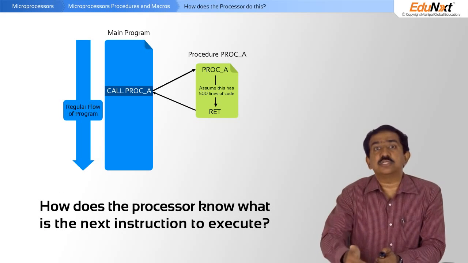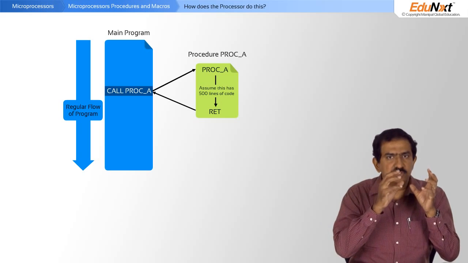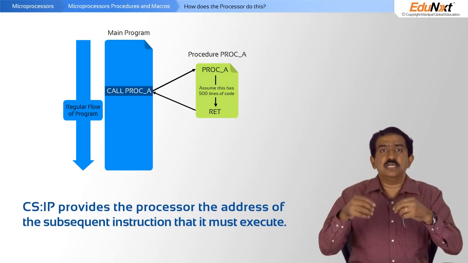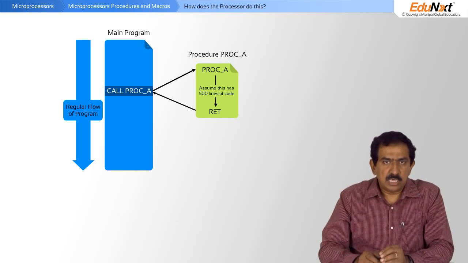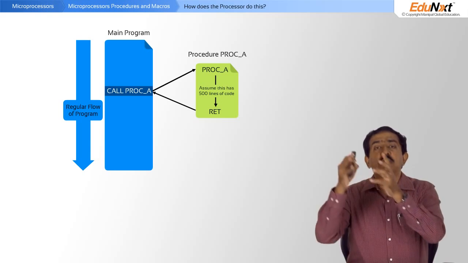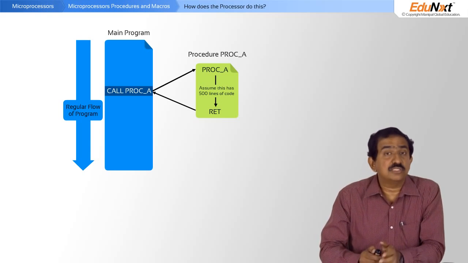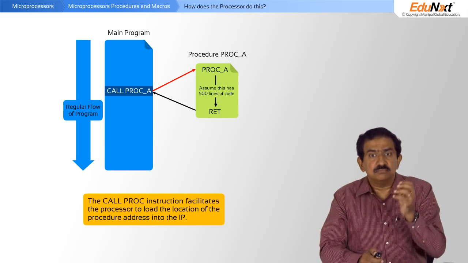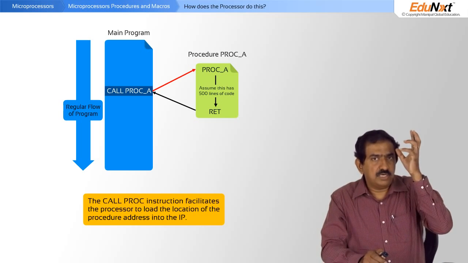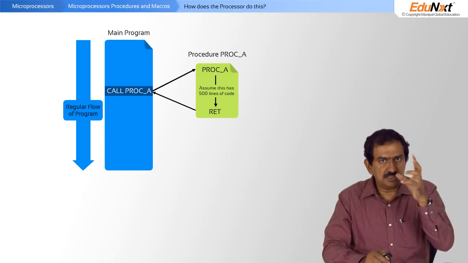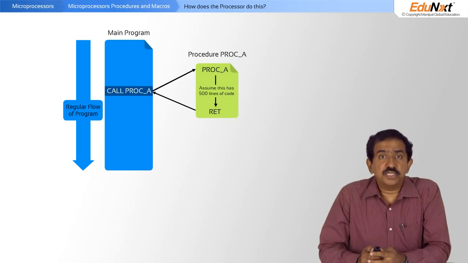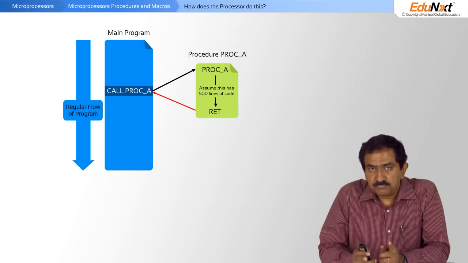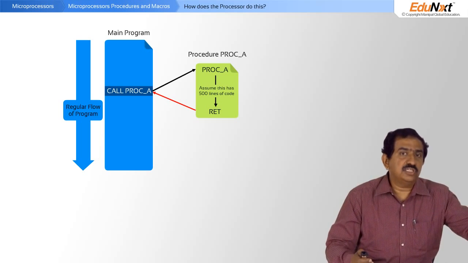So how does the processor know what is the next instruction to execute? It is a combination of CS:IP, code segment, instruction pointer, that gives the processor the address of the next instruction that it must execute. So if you are able to change CS:IP, the processor automatically jumps to wherever you want it to. And that's what this call procedure does. As soon as the processor sees call proc, it loads the location of the procedure address into IP. The CS:IP now points to the location of the procedure. And when it comes to the return instruction, RET, it will come back to the original flow of the program.